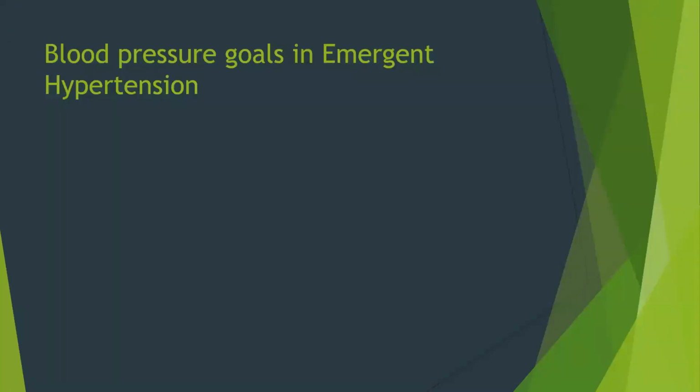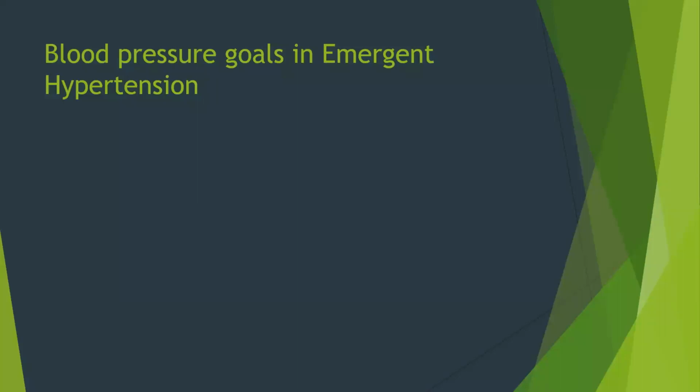All right, blood pressure goals in emergent hypertension. So say you do get end organ damage. That's what this is talking about. Emergent hypertension is you've gone through the process, the patient's reporting confusion or maybe shortness of breath or chest pain. What do you want to do? What are your blood pressure goals?